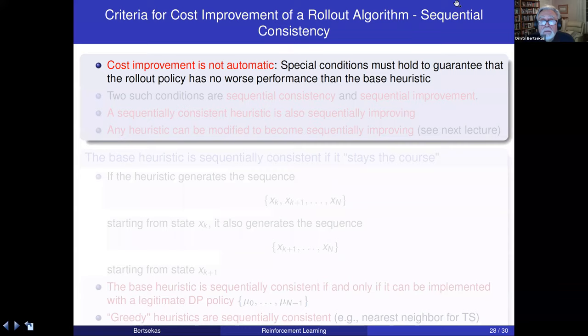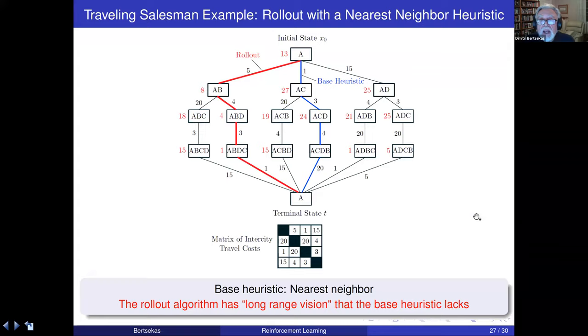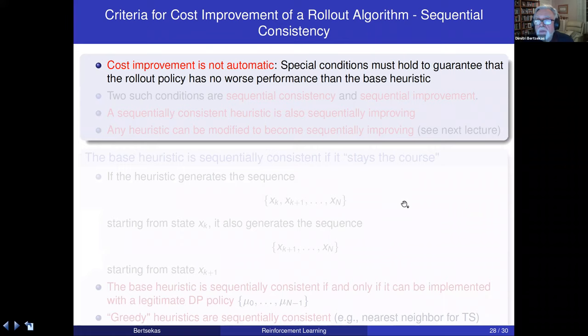Okay, now let's get into the theoretical aspect of rollout. We mentioned that there's a cost improvement property, but it's not automatic. For deterministic problems where any heuristic goes, not necessarily a policy in the dynamic programming sense, cost improvement is not automatic. Some special conditions need to hold in order for the rollout policy to have no worse performance than the base heuristic. And there are two conditions of this type.